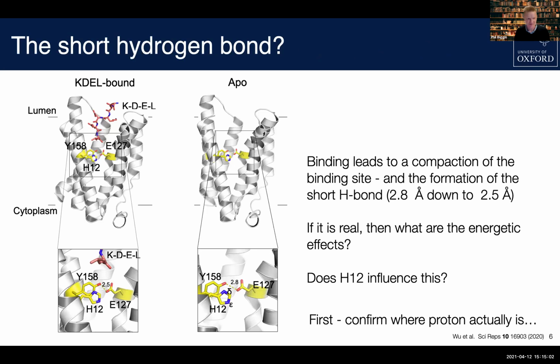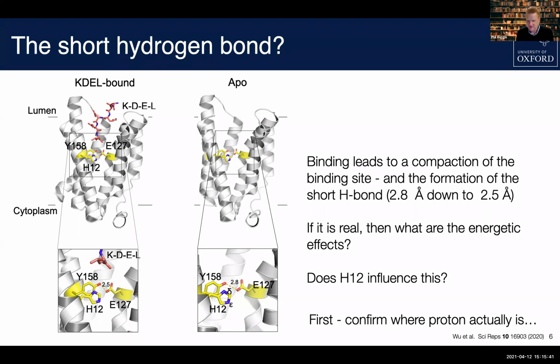So let's go back to this short hydrogen bond in a little bit more detail. Here we're looking at the KDEL bound structure on the left and comparing that with the apo, zooming in on this hydrogen bond between two residues at the bottom of the binding pocket. In the KDEL bound state, the distance between these two oxygens is rather unusually short compared with a more normal distance. If you were to examine PDB structures where you'd see them in this kind of proximity, you'd expect about 2.8 Å. So 2.5 is really quite a small distance.